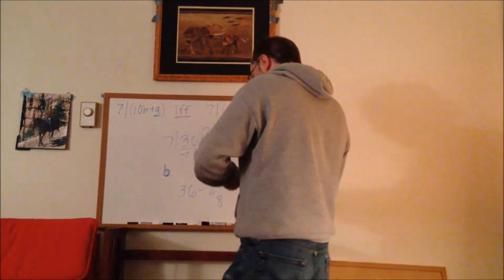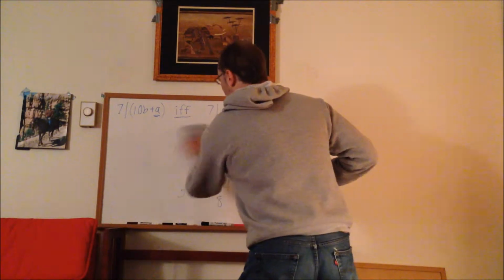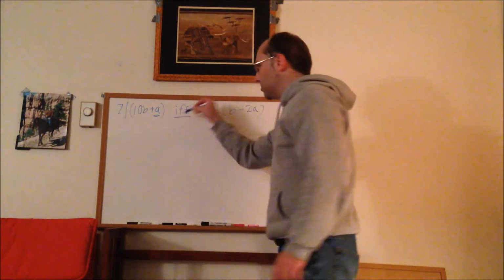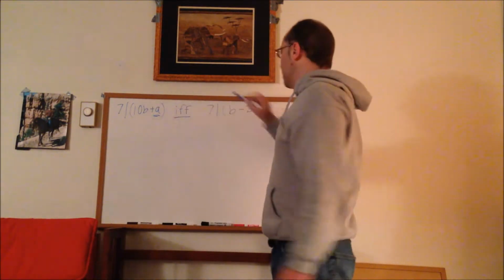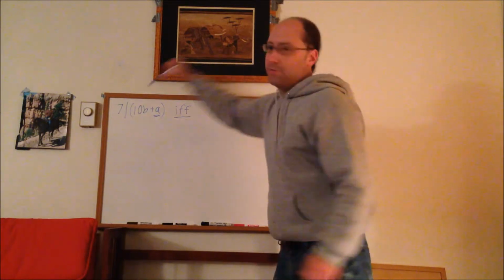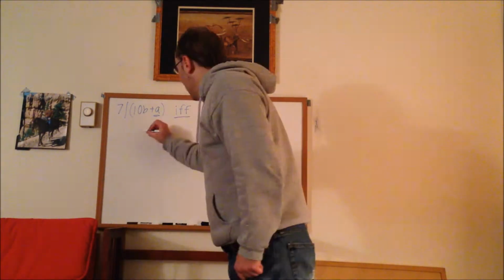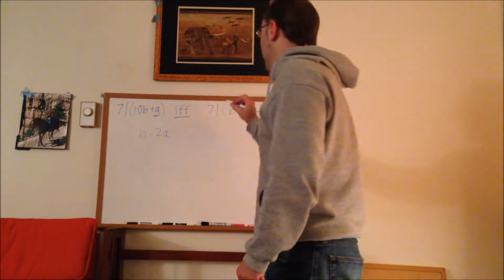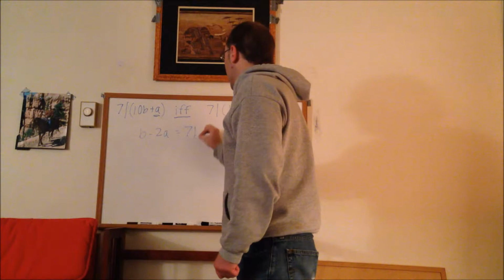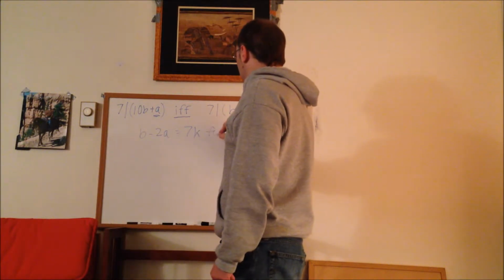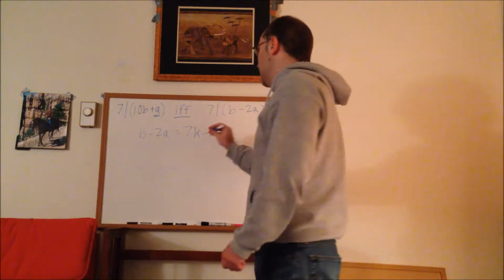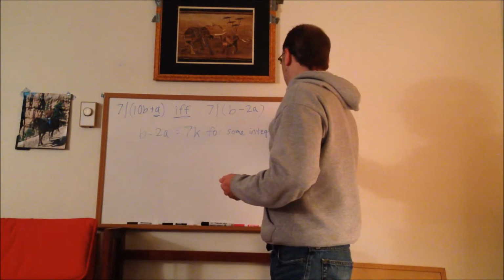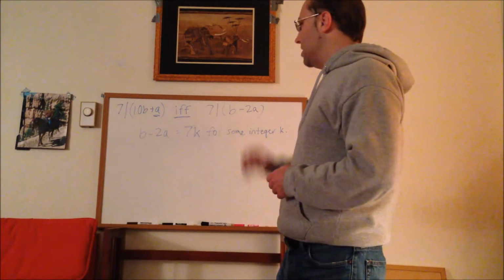So we're going to algebraically prove this. When you do a proof, this is called a bidirectional statement. It means that if this is true, then this is true. But it also means if this is true, then this is true. So the converse is always true. We're going to say that 7 divides b minus 2a, which means that it's 7 times some general integer k. So now what are we going to do?